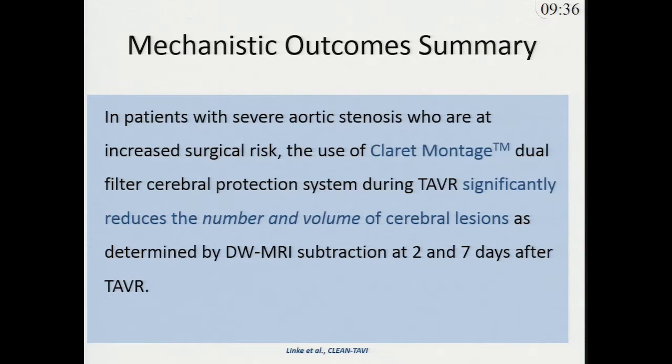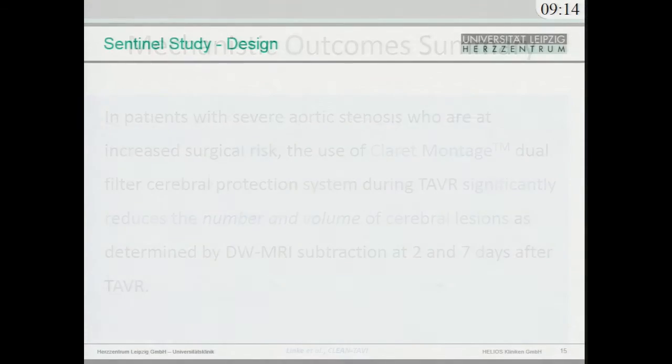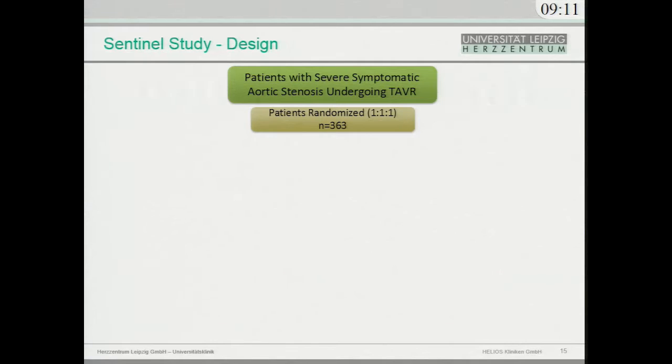So, looking at these results, we can say that in patients with severe aortic stenosis who are at increased surgical risk, the use of the Claret dual filter cerebral protection system during TAVR significantly reduces the number and volume of cerebral lesions as determined by MRI. But as this was only a monocenter study, only conducted at the Leipzig Heart Center, of course we were looking for a more comprehensive study, which has been conducted in the United States and in Germany.